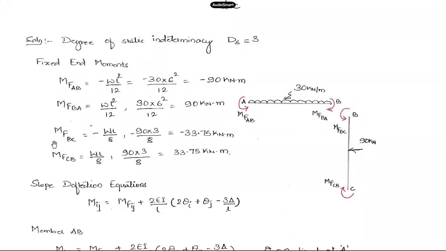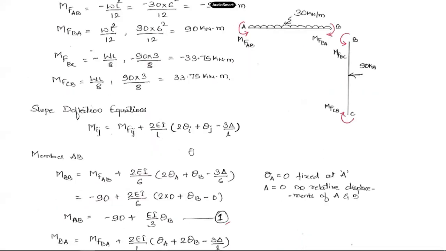So MFBC is minus WL by 8. That will be minus 33.75 kilonewton meter. And MFCB, since the load is applied at the center, it will be WL by 8 itself, but the sign will be positive. So MFCB will be plus WL by 8, which comes out as 33.75 kilonewton meter. So I have the 4 fixed end moments for these two members: MFAB, MFBA, MFBC, and MFCB. These are the values of fixed end moments written here.